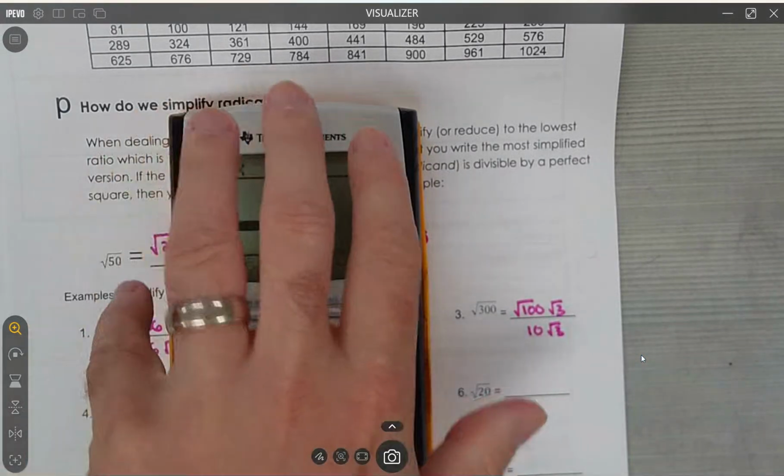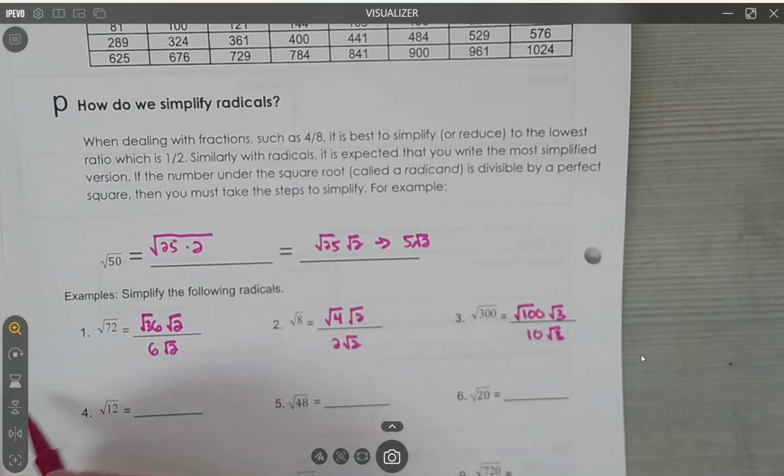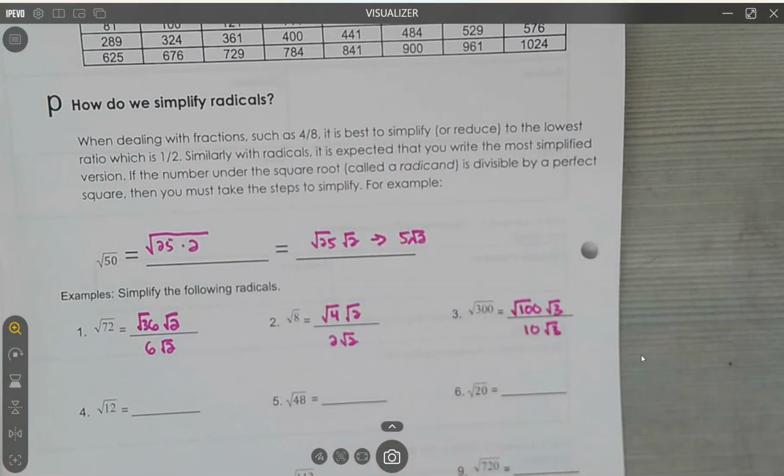Okay? So what I'm going to ask you guys to do for tonight is try to finish 4 through 12 for me. Finish this page, and then we can go over that tomorrow.